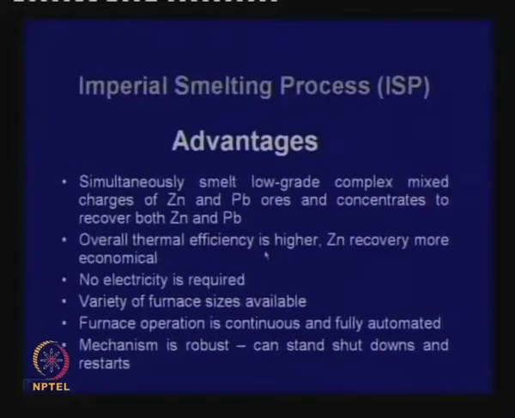Then there is the modern process, where we again go back to pyrometallurgy, and the process called the imperial smelting process can simultaneously produce, by a pyrometallurgical reduction in a blast furnace, both lead and zinc. Lead will come out from the bottom as it is, zinc will come out at the top as a vapor.